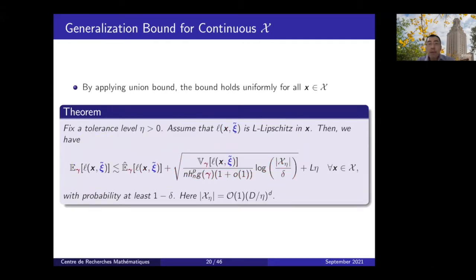But before that, we mention that a similar result can be obtained for the case when the feasible set of your decision X is continuous and bounded. This is done by imposing a Lipschitz continuity assumption on the loss function in X. And in this case, we get a bound presented here.